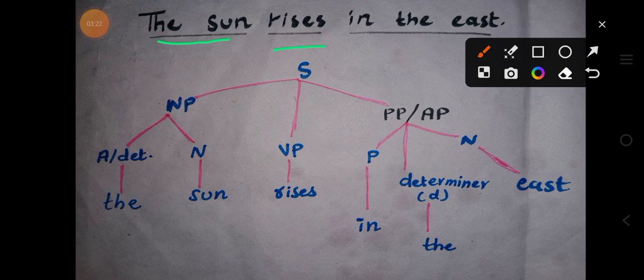The last part is in the east. In the east is basically a prepositional phrase. Why? Because we have in; if we had on, over, across, then all of these would be considered prepositional phrases. This prepositional phrase tells the qualities of the verb, so we could call it an adverb phrase, but you have to mention it as a prepositional phrase. In this prepositional phrase we have in, the, and east. In is a preposition, the is a determiner or article, and east is a noun.